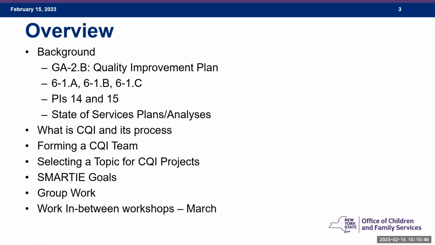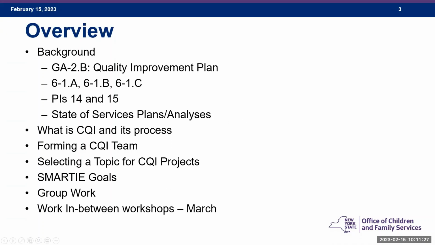We'll get into how to form a CQI team and what roles need to be filled within a CQI team, selecting a topic for CQI projects and how you would go about selecting your own topic when it's not pre-selected, which is most of the time. We'll then get into how to do SMARTY goals to ensure that you're more likely to meet the goal that you're setting out for yourself as a CQI team. Throughout this whole workshop we'll do some group work to have a little bit more conversation to engage with this material. And then we'll wrap it up by talking a little bit about what sort of work will be done in between these workshops, specifically in this case from March.